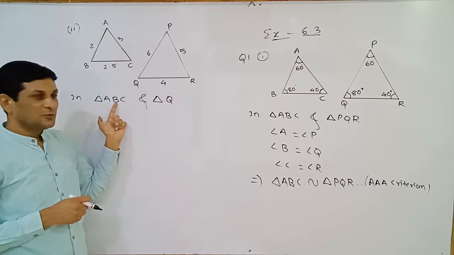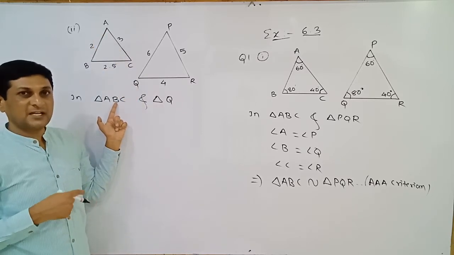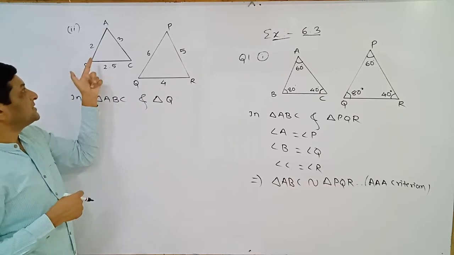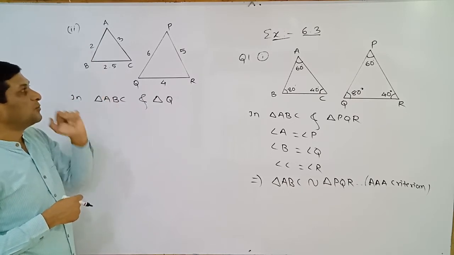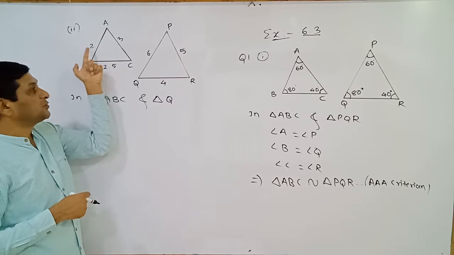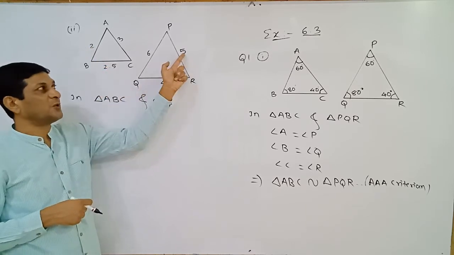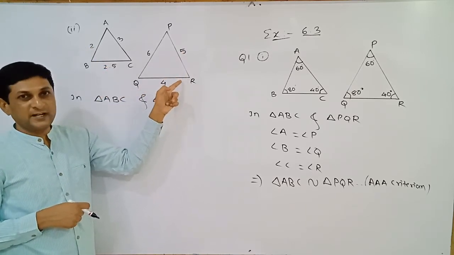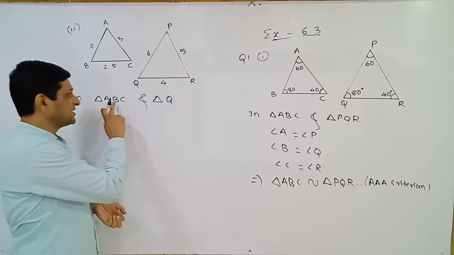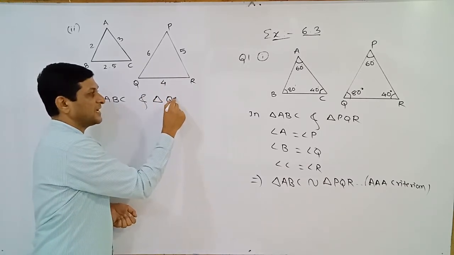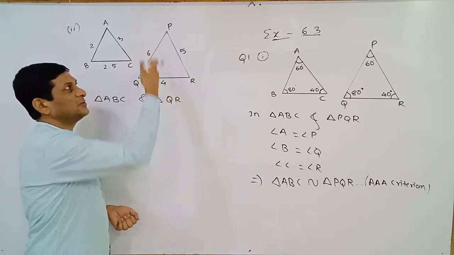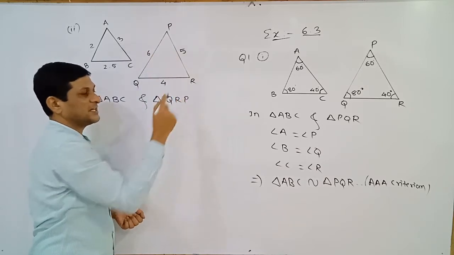In the same way, we are finding the corresponding angle of angle B. Here B is included in which two sides? 2 and 2.5. The corresponding side of 2 is 4, and of 2.5 is 5. Which angle is included in these two sides? R. So the corresponding angle of angle B is R. Lastly, write down the remaining third vertex, that is P.